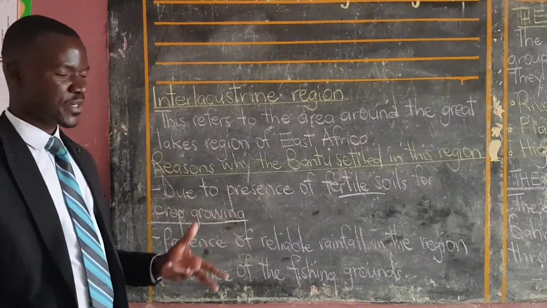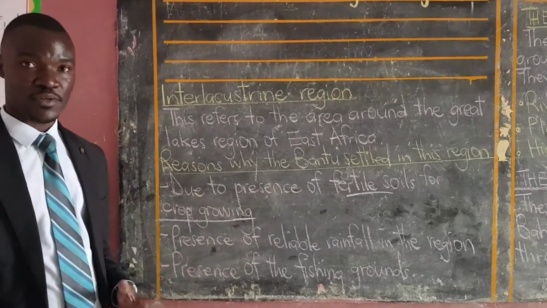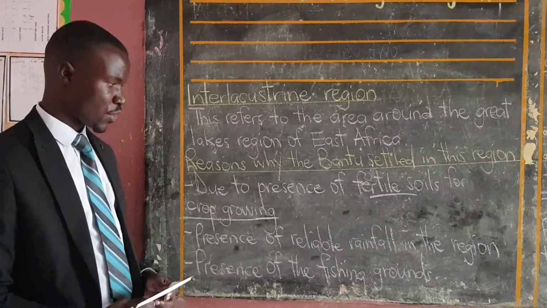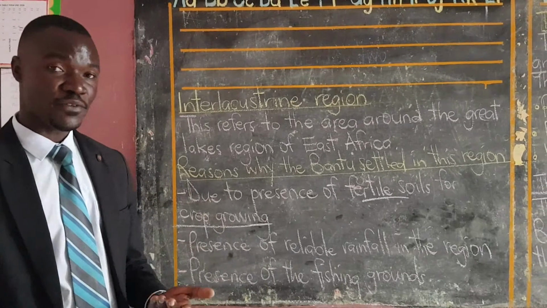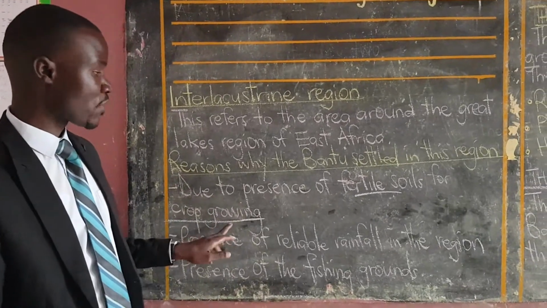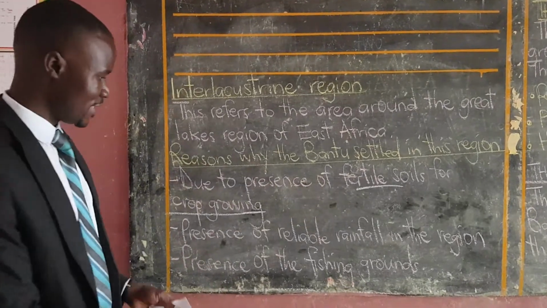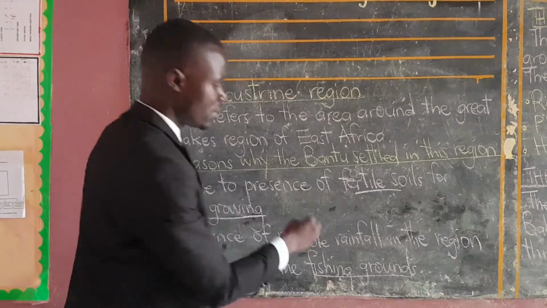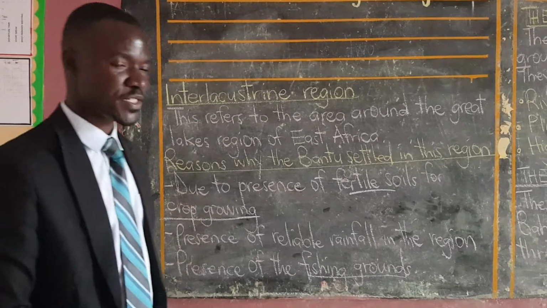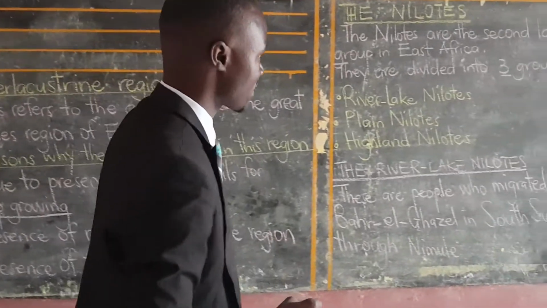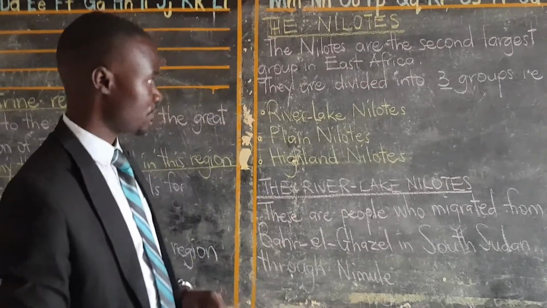The presence of reliable rainfall. You know that lake regions receive rainfall through convection, the way it is formed. So they were interested in settling in these areas because they received reliable rainfall that favored crop growing in combination with the fertile soils. Without forgetting, these lake regions have fish, so they also acted as fishing grounds for these people. That's why they were interested in settling in the Great Lakes region, which we refer to as the Inter-Lacustrine region.